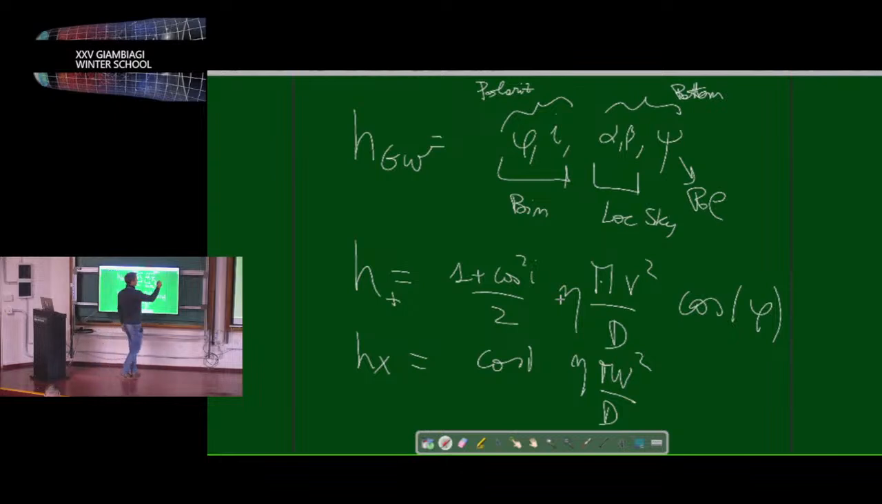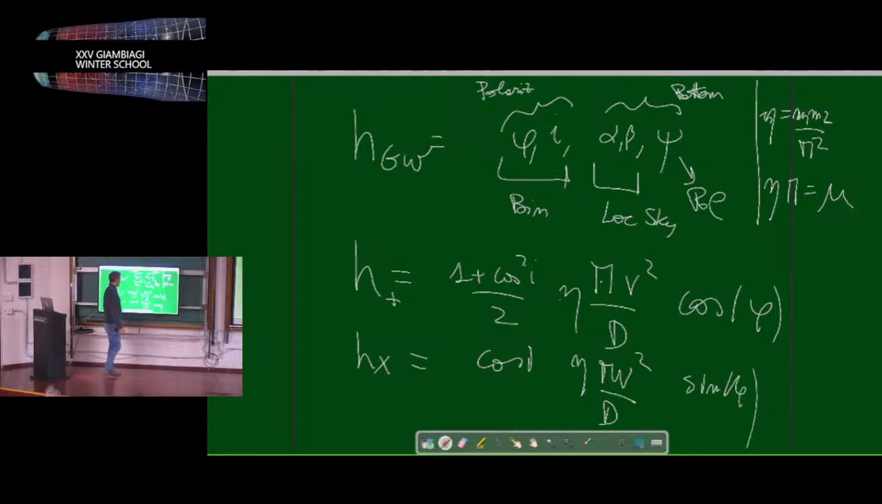Remember the symmetric mass ratio was defined earlier, so symmetric mass ratio times M is the reduced mass. Okay, so this is the kinetic energy divided by the distance, and then there is the phi that tells you how the waveform is moving around. Okay, and this will be a sine.